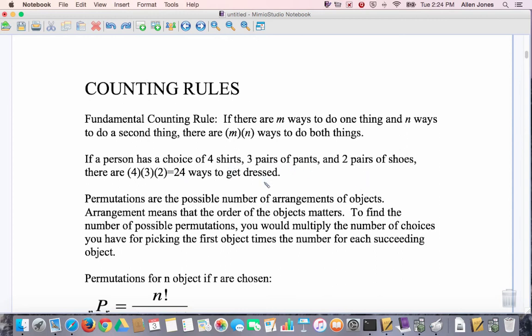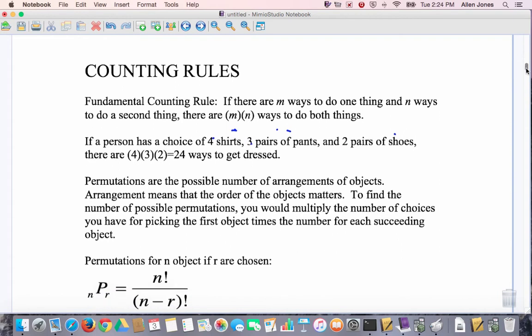Basically, the bottom line here is if we have different categories, like shirts, pants, and shoes, and we're going to select one out of each category, we multiply those total numbers together. So we multiply 4 times 3 times 2. That's our fundamental counting rule. We're choosing one out of each category to put together: m times n, or each of those categories multiplied together.